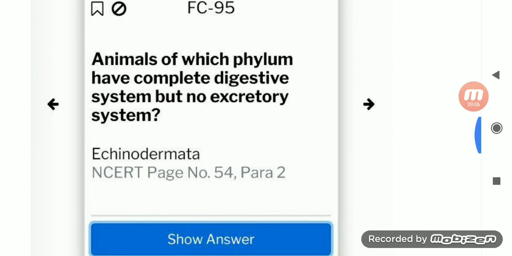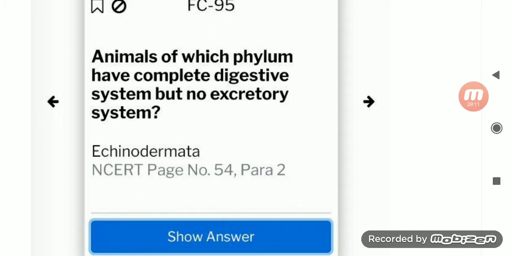Animals of which phylum have complete digestive system but no excretory system? Echinodermata.